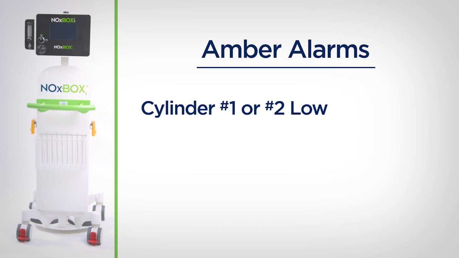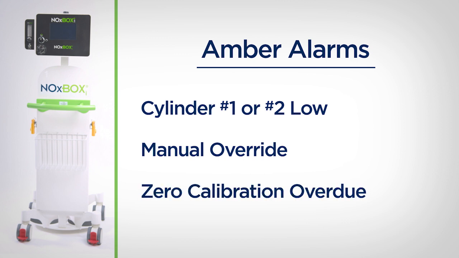An amber-colored alarm indicates a medium priority alarm including cylinder 1 or 2 low, when cylinders are connected and the content is running critically low. Manual override, when the manual override switch is in manual mode. And 0 calibration overdue, to indicate the unit requires a 0 calibration.